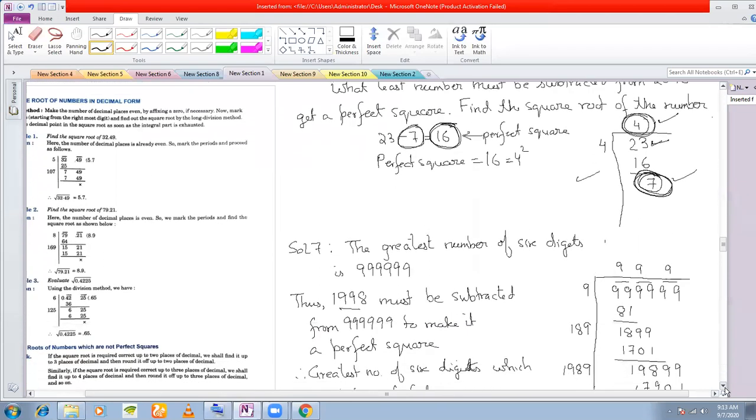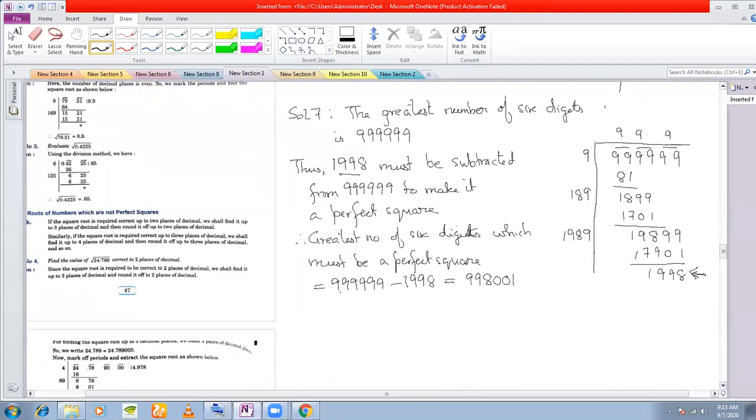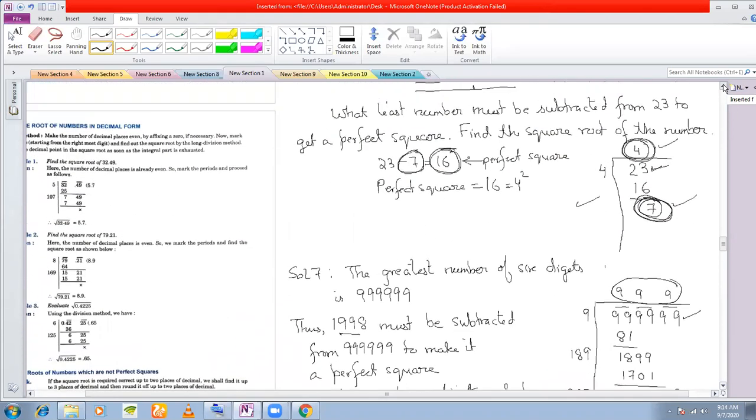In this case, similarly, we are subtracting 1998 from this number. And what should be the square root of this number? The square root of this number should be 999. So the square root of 998,001 is equal to 999. That's it. You understood?